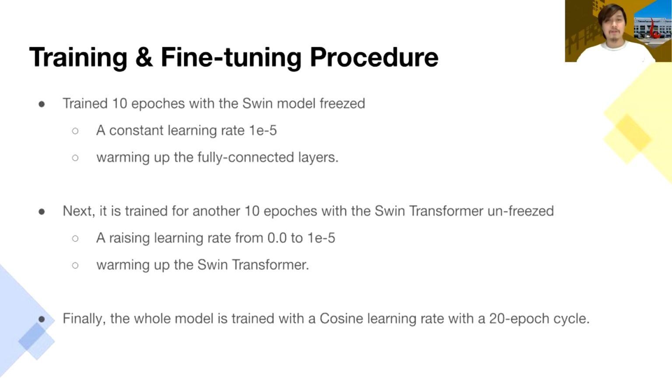To sum up, we first train 10 epochs with the pre-trained transformer frozen at a constant learning rate to warm up the fully connected layers. Next, the model is trained for another 10 epochs with the pre-trained model unfrozen, but the learning rate is now very low and rising. It is to warm up the Swin transformer. Finally, the whole model is trained on a cosine learning rate schedule with a 20 epoch cycle.